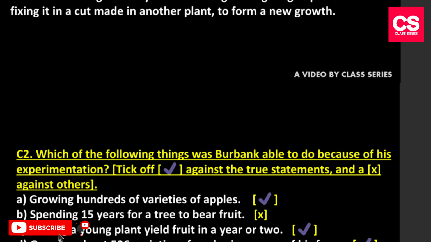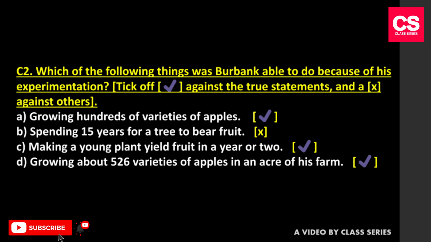Let's move on to our second segment, that is C2. Which of the following things was Burbank able to do because of his experimentation? Tick right against the true statement and wrong against others. Option A, growing hundreds of varieties of apples. Right. Option B, spending 15 years for a tree to bear fruit. False. Option C, making a young plant yield fruit in a year or two. Right. Option D, growing about 526 varieties of apples in 1 acre of his farm. True.